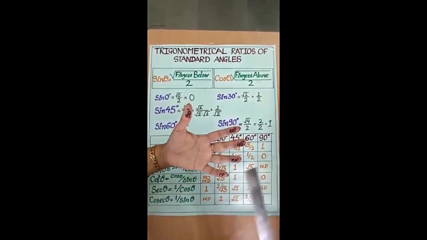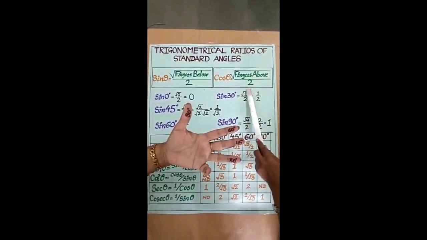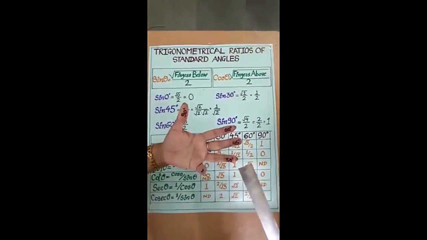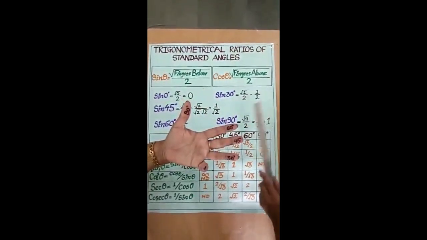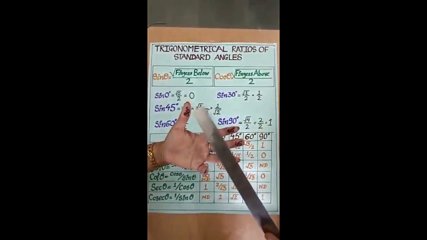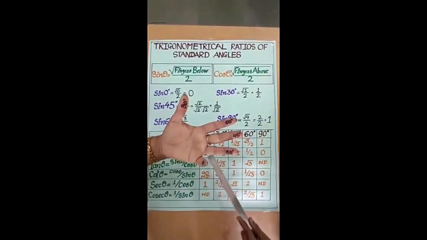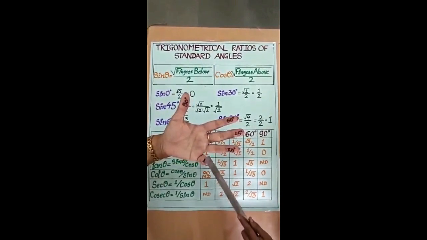Now cos 0. What is the formula for cos 0? Fingers above divided by 2. How many fingers are above this 0 degree? 1, 2, 3, 4. 4 fingers are above 0 degree. Therefore, under root 4 divided by 2. Under root 4 is 2, and 2 divided by 2 is 1.